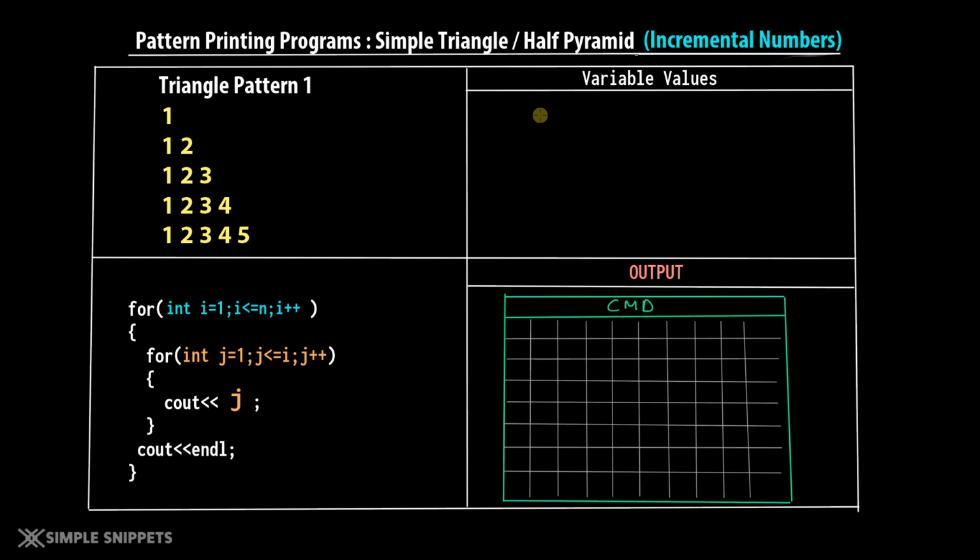We have to track what the values are. And on the bottom right we have output. I have drawn a basic command prompt where we will draw the output as well. You can do this with pencil and paper also. I highly recommend that. And now let's talk about the pattern again.